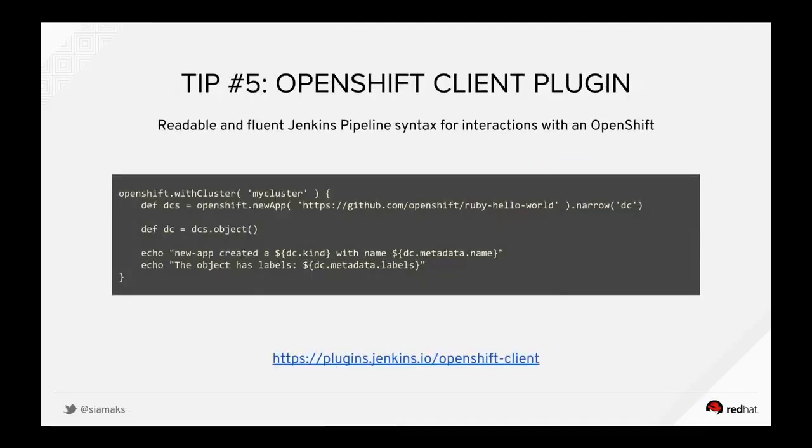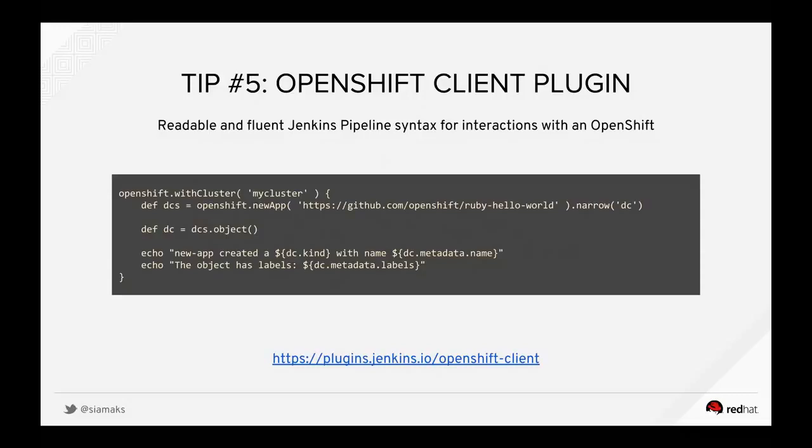The next tip is the OpenShift client plugin. If you want to interact with OpenShift through your Jenkins pipeline, the easiest way is to install the OpenShift client plugin on Jenkins, and then it gives you a fluent API for defining a pipeline. As you can see on the slide, there is a construct of openshift.newApp that is equal to oc new-app, and this is full-fledged Groovy, right? So you can do any type of navigation or processing that you want within your pipeline based on the information that you get from OpenShift.